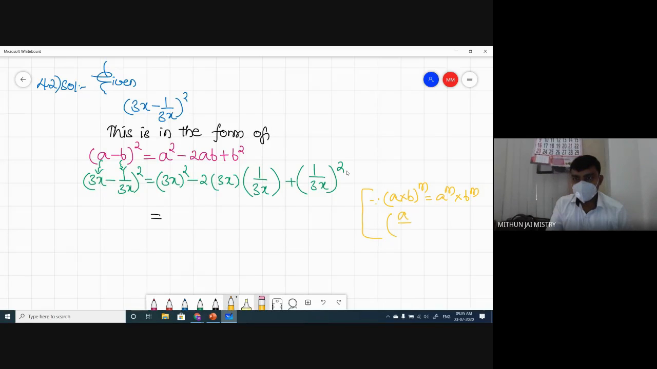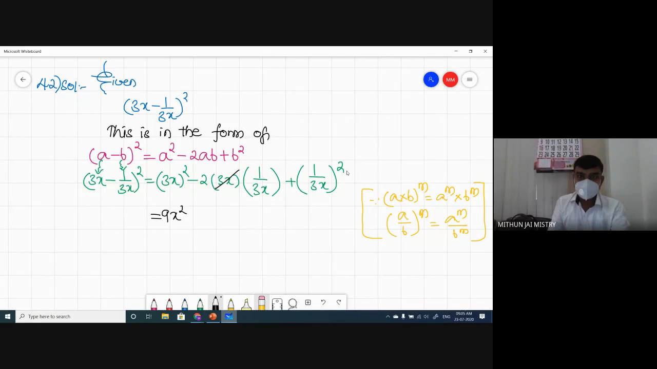Then for the third term we will take help of this formula: (a/b)^m is equal to a^m upon b^m. This is very similar to the previous question which we solved, so I'm going a little bit faster. 3 square, we will get 9. And after that we have x square, so x square will be written as it is.